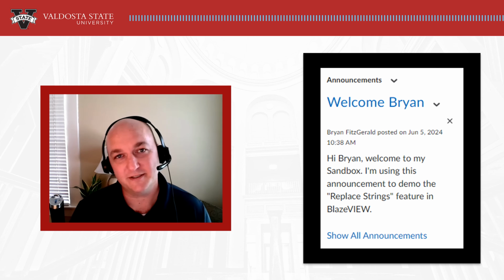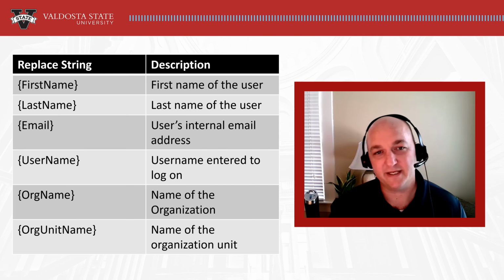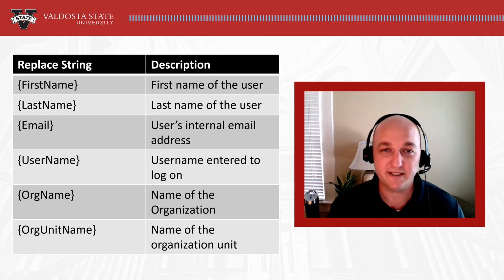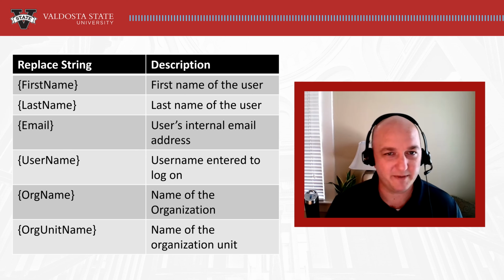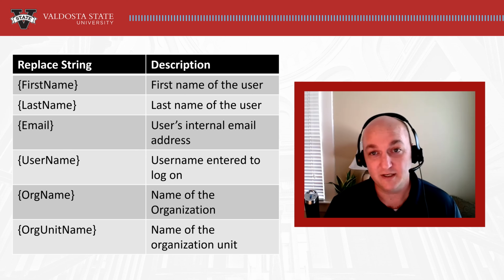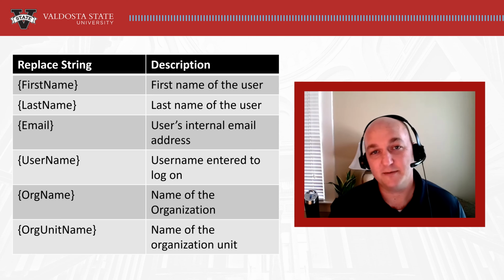the overall learning experience. To use a replace string, you will include a specific variable name between two curly brackets. I've included some common replace strings on screen. This includes the user's first name, last name, their internal BlazeVIEW email address, the username that they use to log in, the organization name, which shows up as Valdosta State University, and the org unit name, which is the name of the course itself. By far, the most common usage is going to be incorporating the user's name, like I had with the demo, but these other options do exist as well.